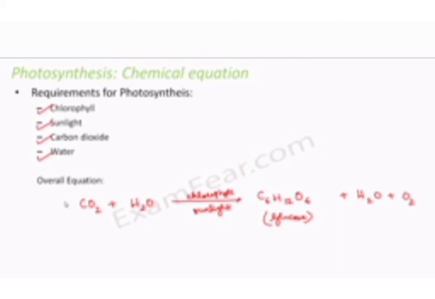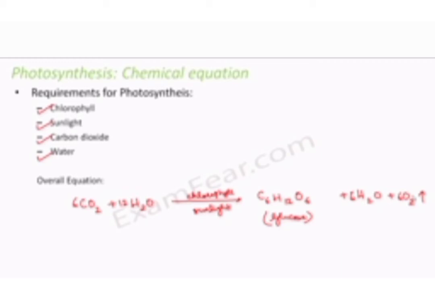Now, in order to balance this equation, this is a balanced chemical equation. So what happens? Carbon dioxide and water combine to form glucose in the presence of chlorophyll and sunlight. Now along with glucose, water is also produced and oxygen is emitted. So oxygen is a byproduct of the process of photosynthesis. So what will happen to this oxygen? This oxygen is released out of the plants.